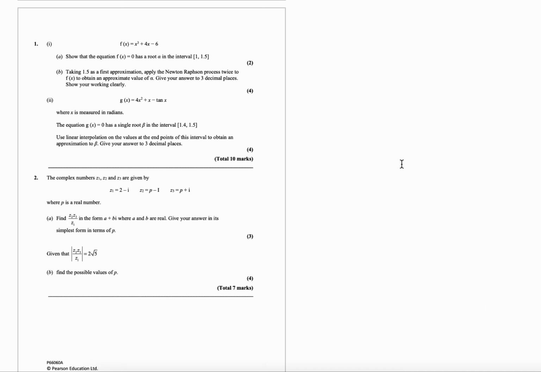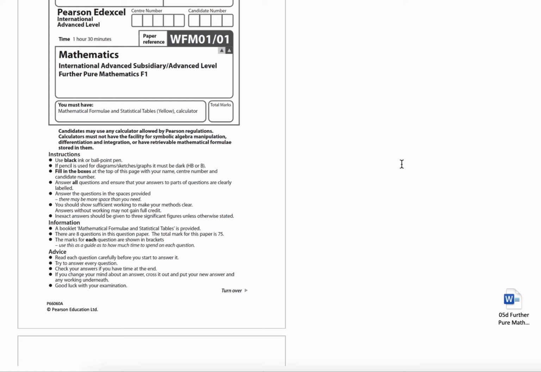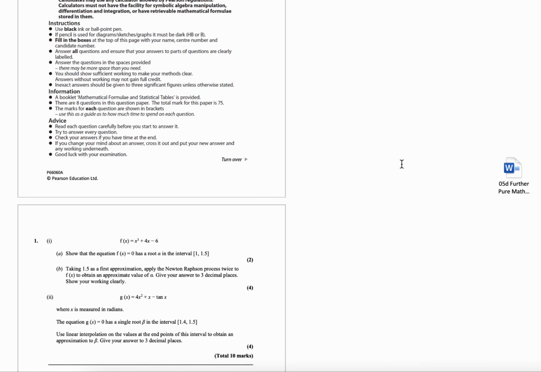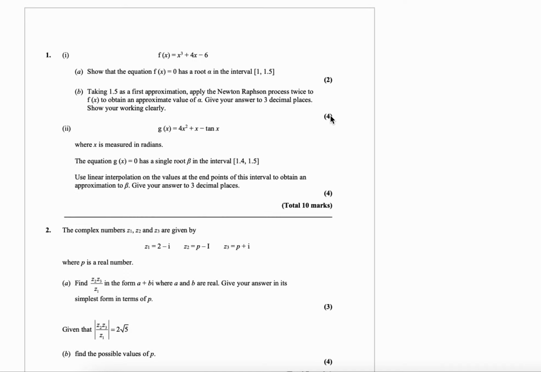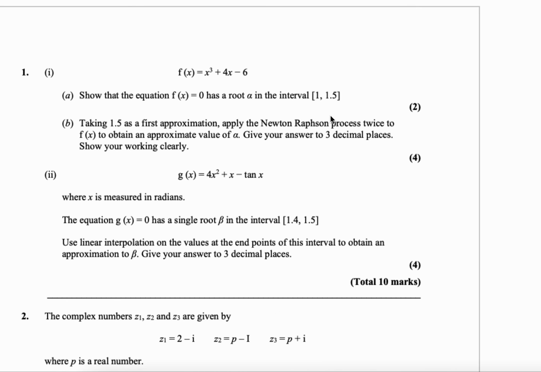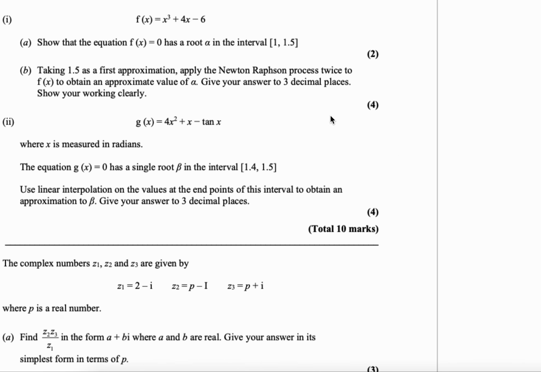Let's work through this exam paper. We're looking at 2021 FP1 question number 1. We have an equation f of x equals x cubed plus 4x minus 6. Show that the equation f of x equals 0 has a root in the interval.